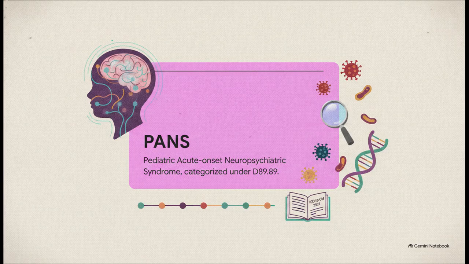Take PANS, for example, or Pediatric Acute Onset Neuropsychiatric Syndrome. If you're not familiar, this is a condition characterized by a really sudden, dramatic onset of obsessive-compulsive symptoms or severe eating restrictions in children, very often right following an infection. It has finally been officially indexed and categorized under D89.89, which is the umbrella for other specified disorders involving the immune mechanism. Having this direct indexing is going to save pediatric coders an absolute ton of time.